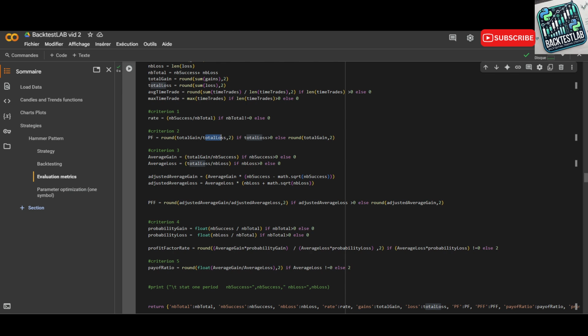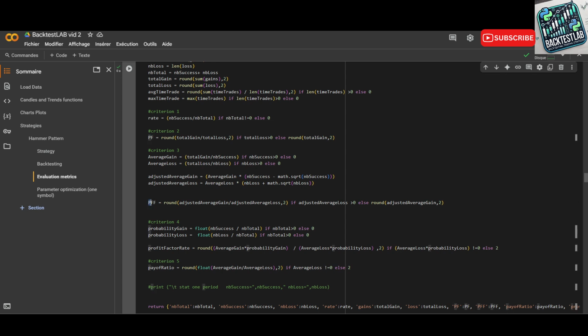So we just want to get what is the value for the profit factor and what is the value for the rate. So the rate, when it is more than 50%, means we were able to succeed in at least 50% of our trades. And for the profit factor, it has to be a minimum of 1, without considering all the fees.